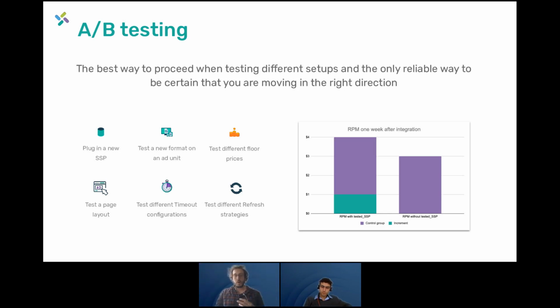So why is it the best way to proceed? What are the alternatives to A/B testing? The first alternative would be to roll out your setup change on 100% of your inventory and do what we call a before-after analysis.